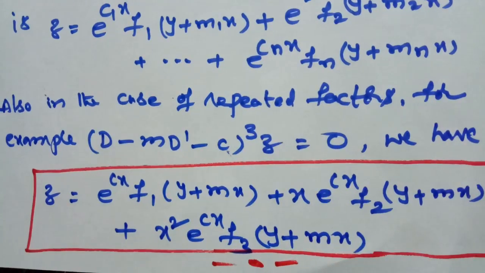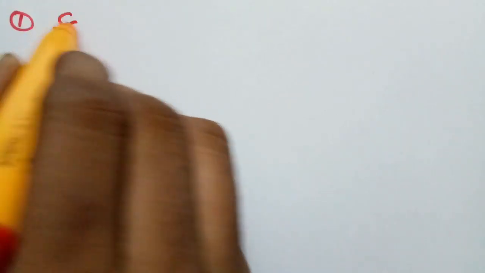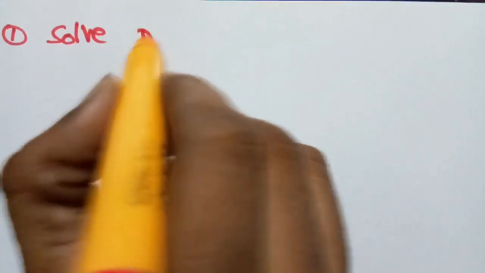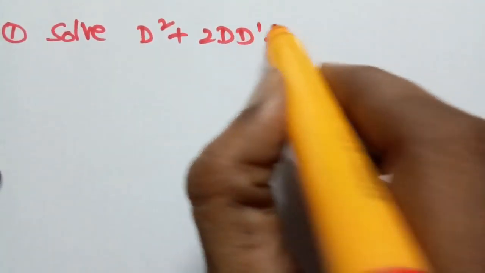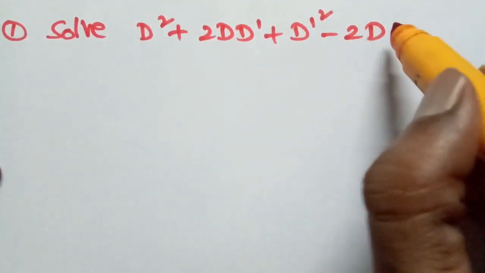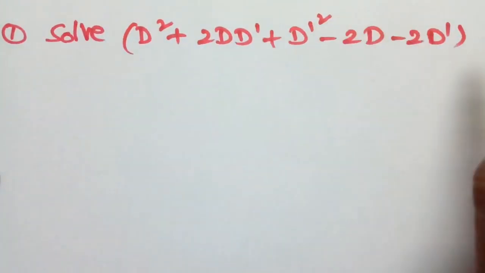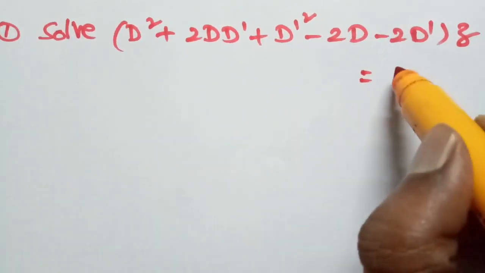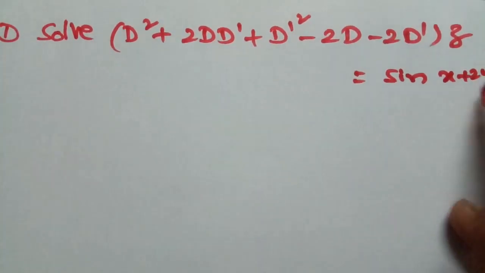Now we can discuss the problems in detail. Problem number 1: solve D square plus 2D D dash plus D dash square minus 2D minus 2D dash into z is equal to sine of x plus 2y.